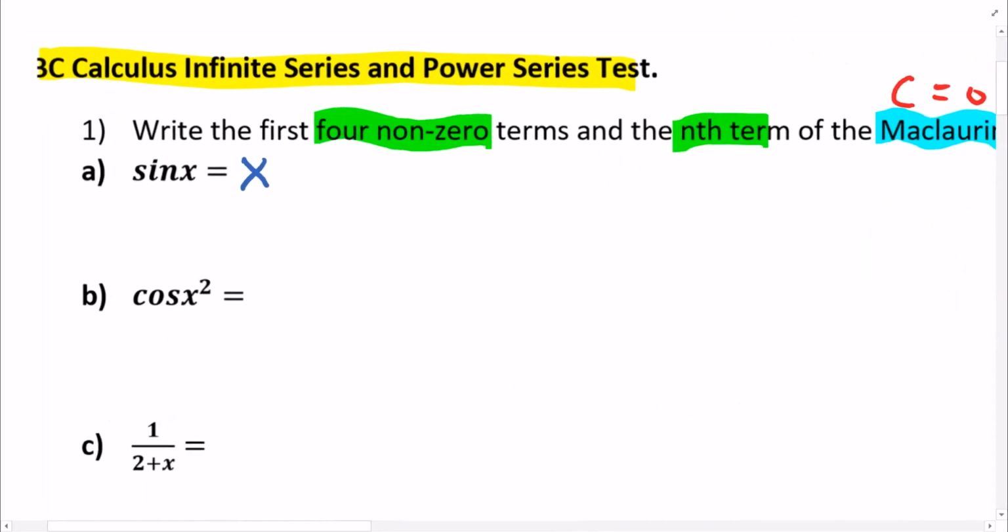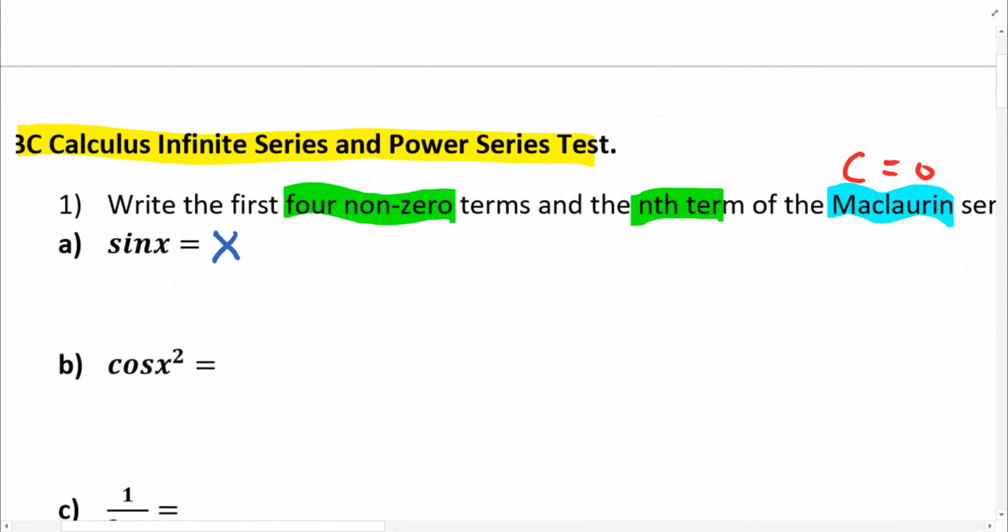which is just x, because when you take the derivative, you get cosine. And then the third term goes away because it's sine again when you take the derivative. And we're left with x to the third over 3 factorial. And then we'd get x to the fifth over 5 factorial. It's basically all the odd numbers. Right, so that's the first 4 non-zero terms.